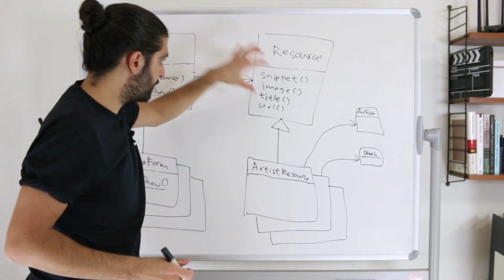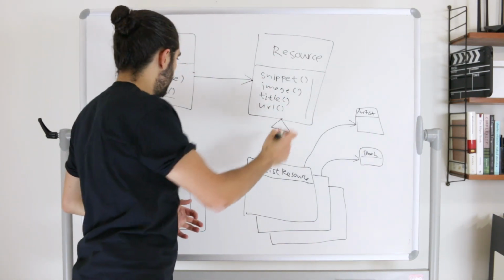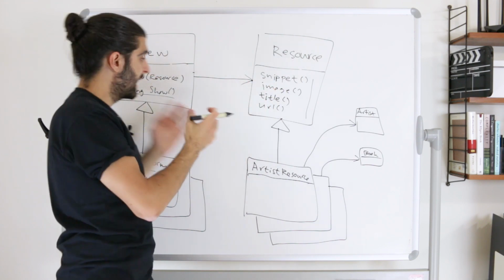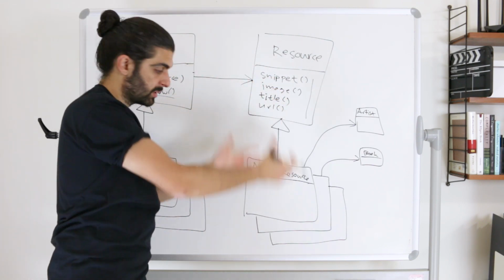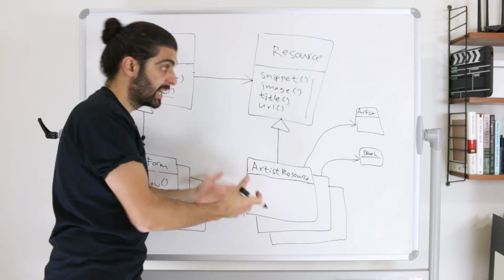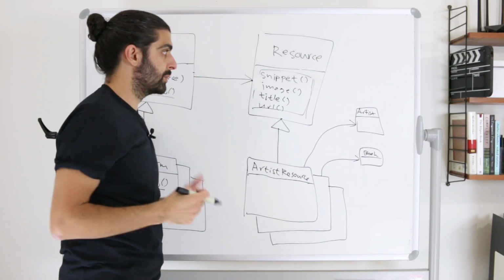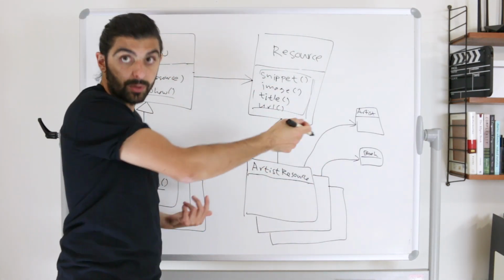So the notion of being a resource requires you to implement these methods. And since the view then couples to the abstraction resource, any concrete view can then be certain that whenever it has access to any concrete resource, that resource will be able to respond to these methods. It will be able to somehow give it a snippet, somehow give it an image, somehow give it a title or a URL.